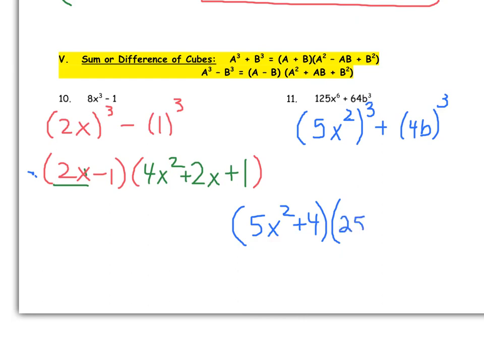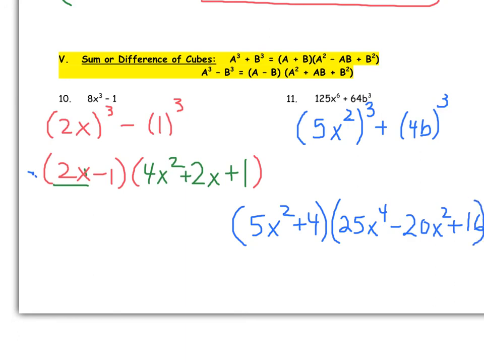so that's going to be 25x to the 4th. And we have to come back here, we have to change the sign, and we have to multiply these 2 terms. So we change the sign to a negative, we multiply the 5x squared times the 4, and we have a 20x squared. And finally the last term is positive, and we're going to square that second perfect cube, and that gives you a plus 16.